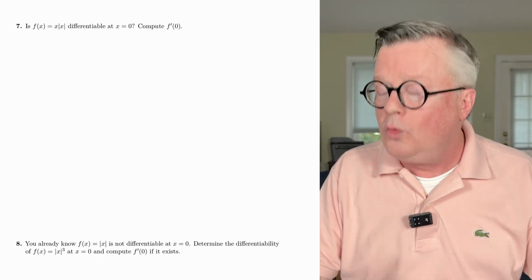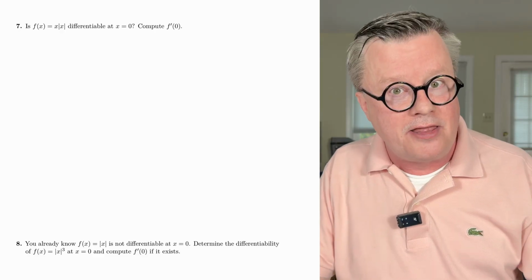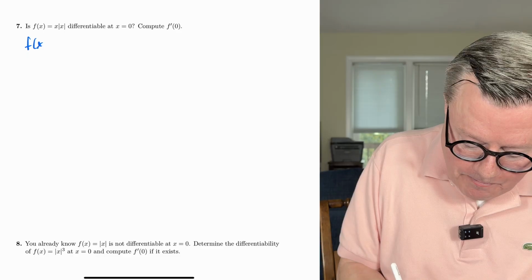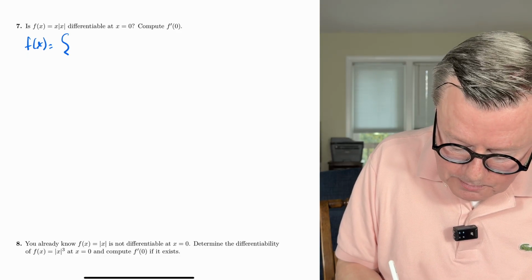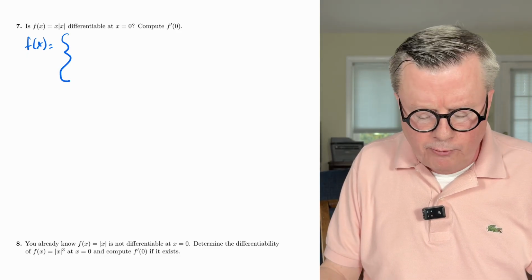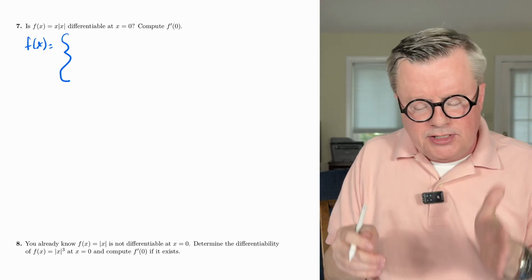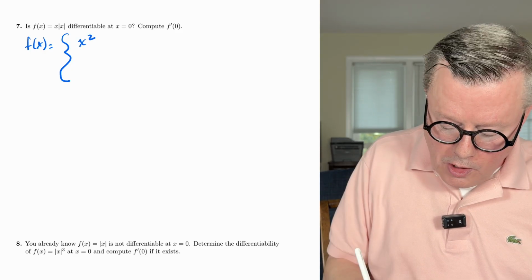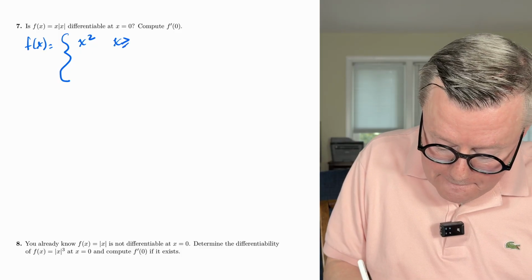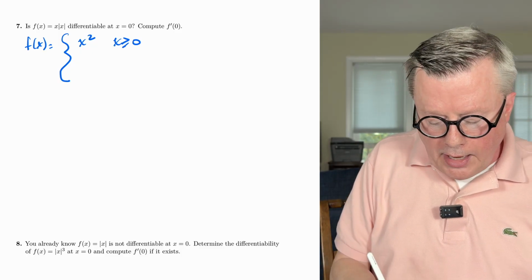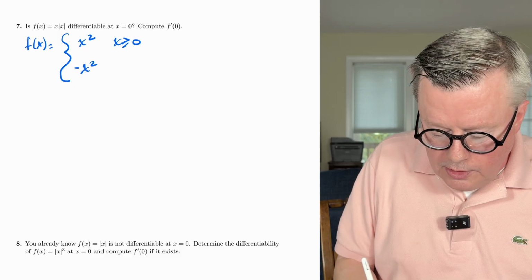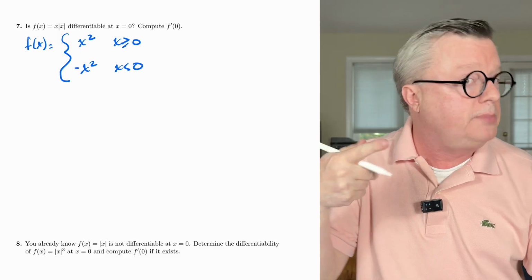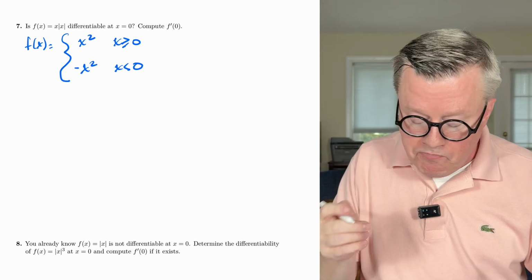Well, I don't want you to forget our secret because it's kind of the theme of the episode. I can rewrite this function f of x as something piecewise. What is it going to be when I rewrite it piecewise? Well, x times absolute value of x will simply be x squared when x is bigger than or equal to 0, and it'll be negative x squared when x is less than 0. I'm changing the absolute value of x to be either plus or minus x.